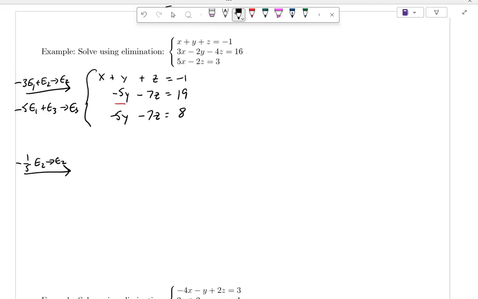That's multiplying by negative a fifth. We don't change the first equation. The second equation becomes y plus 7/5 z equals negative 19/5. And the third equation stays the same.